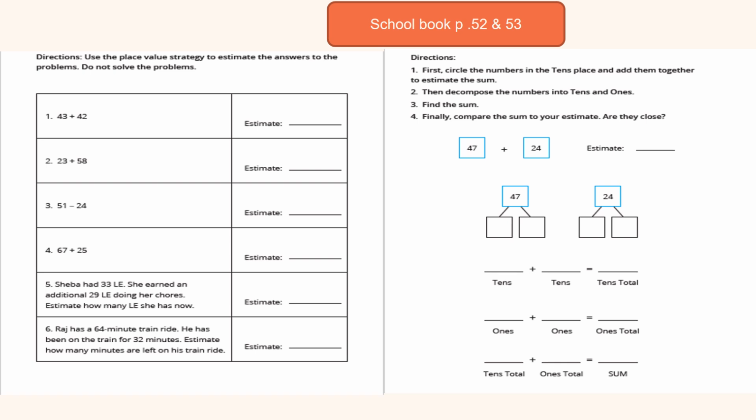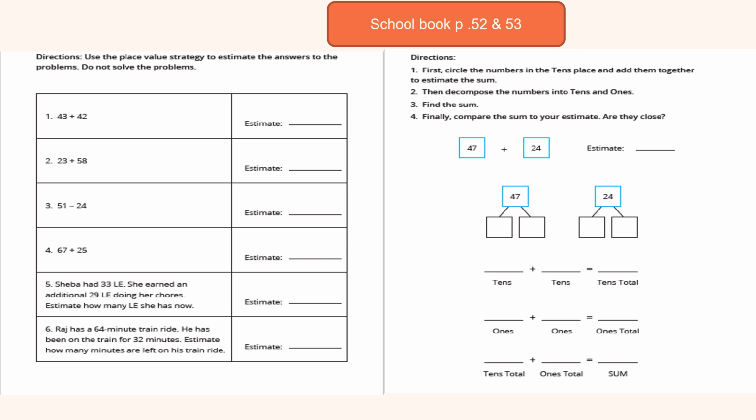To estimate the answer to the problems, do not solve the problems. Problem number 1, 43 plus 42. First, we must estimate. Let's estimate 43. 43 between what and what? Between 40 and 50. Second step, look at ones. Ones is 3. 3 less than 5, so we will stay in the same door. 43, it will be 40.